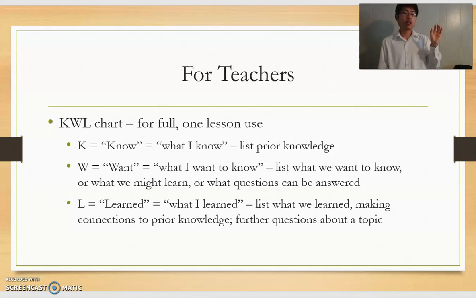So on the L column, you're going to list what we learned, what the students learned, what the class learned, and make connections to the prior knowledge that you wrote on the K column, or the W. And then maybe you might want to add further questions about a topic so that you can go investigate or just move forward from there. Right? And then the last thing I want to share is what I use.